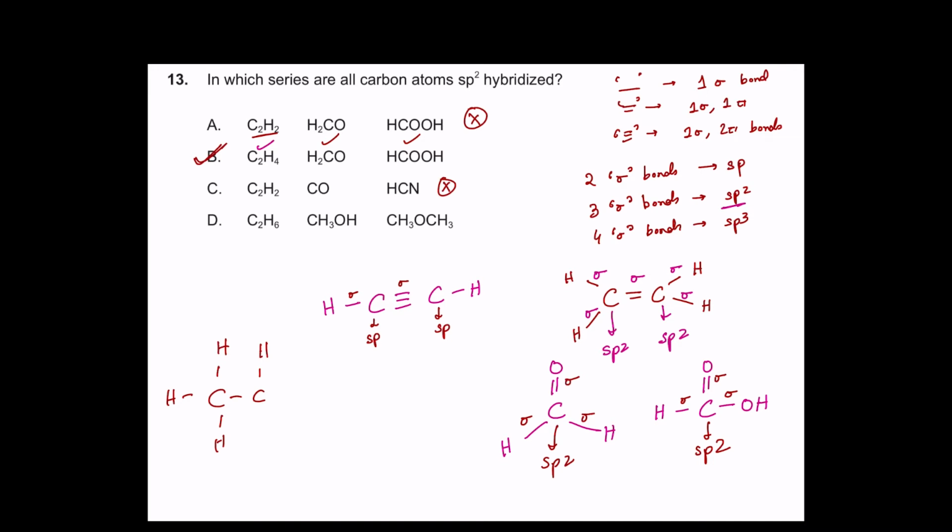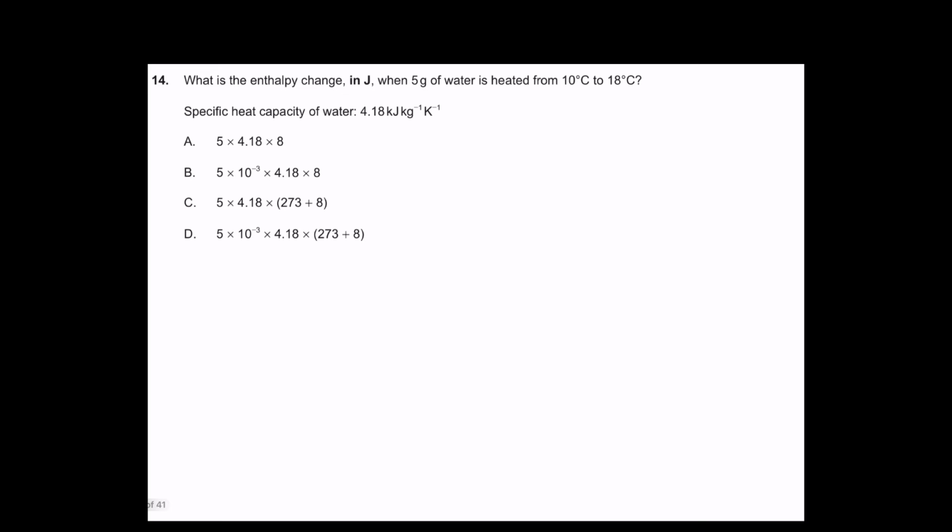You see there are four sigma bonds around each of the carbon atoms. This is sigma, this is sigma, this is sigma, this is sigma. So this is sp3 hybridized. So yeah, option B will be the correct answer to this question. Now moving on to question 4.